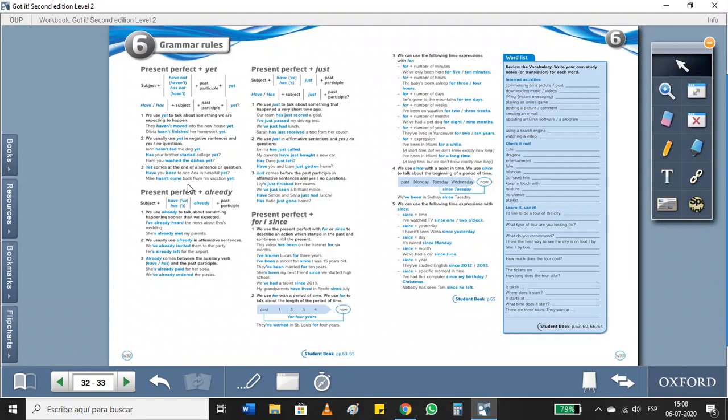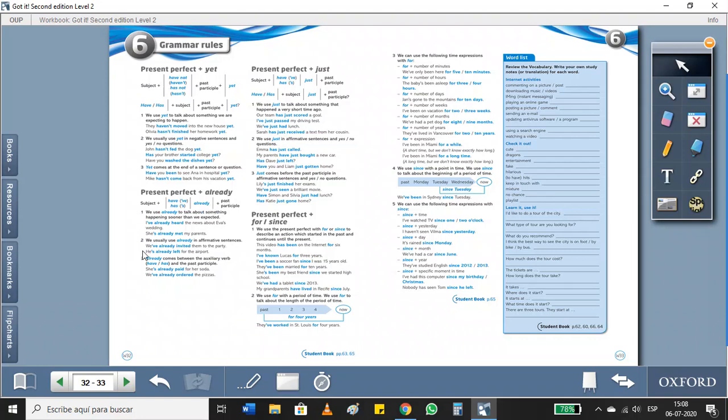So, as you can see here, we're gonna start our sentence using subjects, then have or has, and the short form is 've and 's. Then we have already, and then past participle. Okay, remember, already in Spanish means ya. Yo ya he hecho algo.